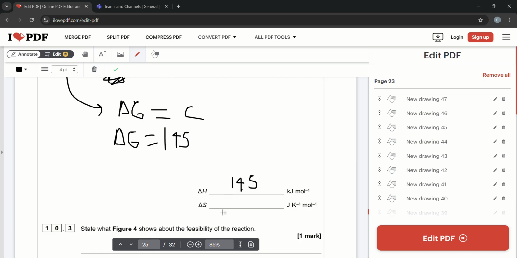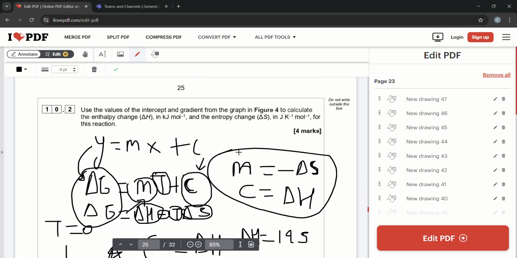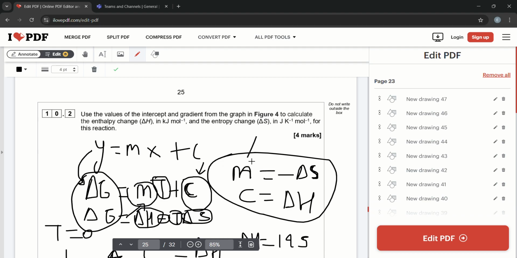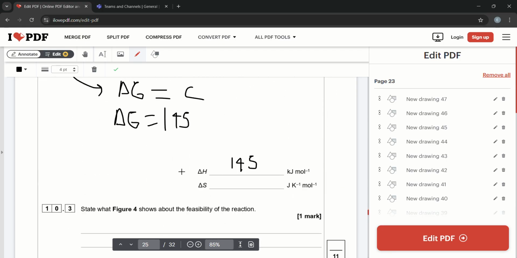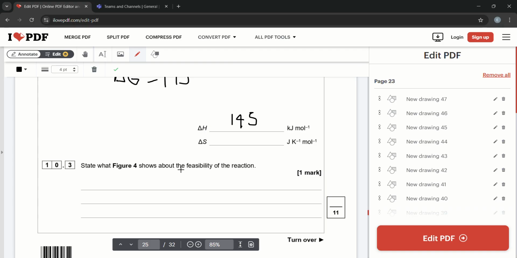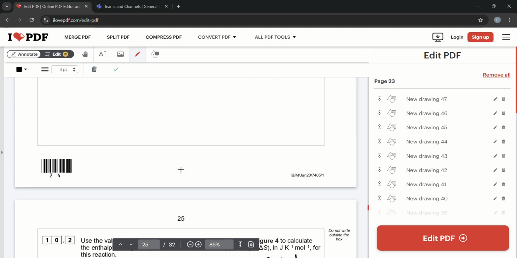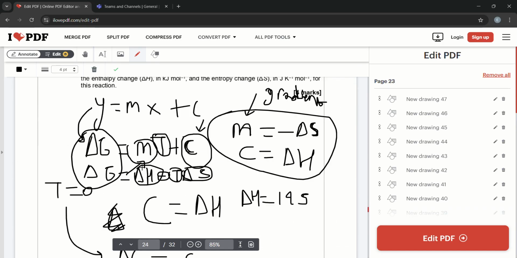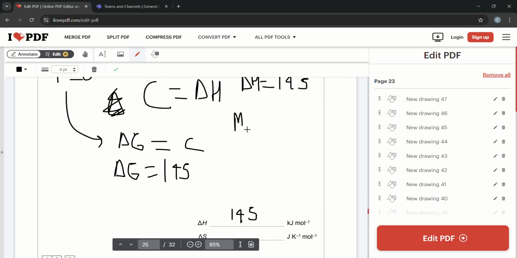Now we want to find delta S. Well, we know the gradient is equal to minus delta S. So if we just find the gradient, we can quite easily find delta S. So the gradient, well, what is the equation for gradient? M equals y2 minus y1 over x2 minus x1.